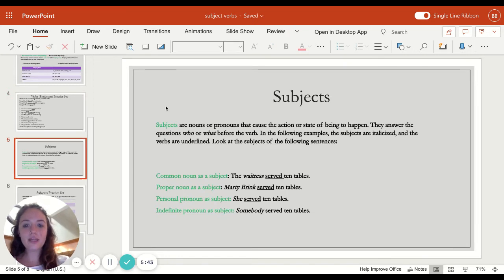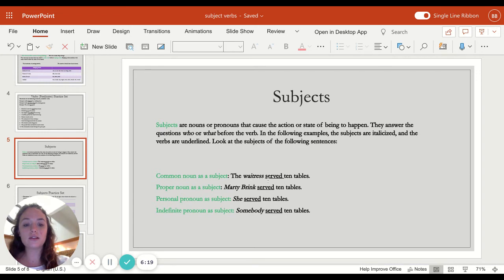All right. So subjects are nouns or pronouns that cause the action or state of being to happen. They answer the questions who or what before the verb. In the following examples, the subjects are italicized and the verbs are underlined. Look at the subjects of the following sentences. So we can either have a common noun as a subject, a proper noun, personal pronoun, or indefinite pronoun. So basically, you can have a noun or a pronoun as a subject. Okay? And then we have gerunds as well, which, again, we'll talk about later.